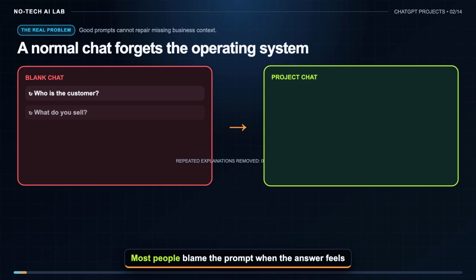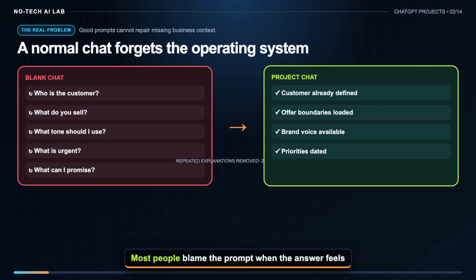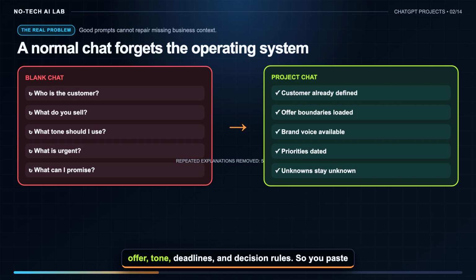Most people blame the prompt when the answer feels generic, but the deeper problem is context. A normal chat may know the task, while missing your customer, offer, tone, deadlines, and decision rules. So you paste the same biography again, then correct the same assumptions again. That is expensive friction. A ChatGPT project keeps related chats, files, and project instructions together. OpenAI describes projects as smart workspaces for long-running work, and they are available on free and paid plans.